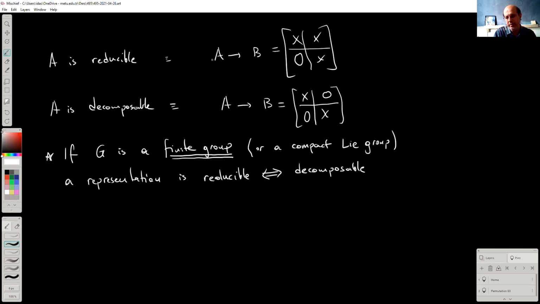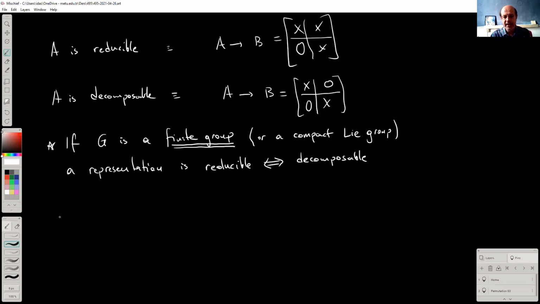So if you can transform a matrix into that form, that essentially means that you can also transform it to this form, right? So as a result, we won't make a distinction between these two. And that's the nice thing about the representation theory of finite groups, because the reducibility criterion is a little bit simpler than the decomposability criterion. And so therefore, we will be talking about reducibility and irreducibility, all right? So that's the nice thing.